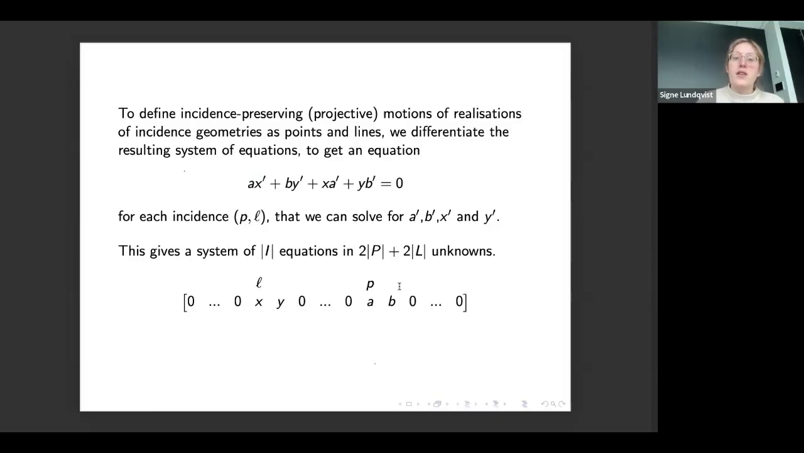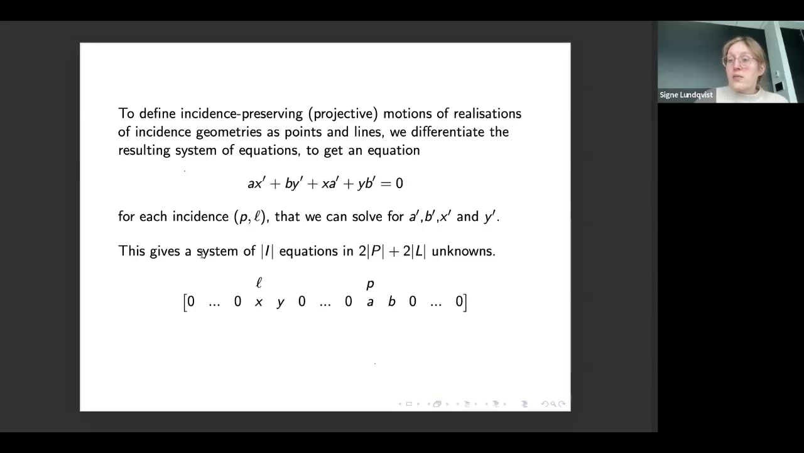So here you should think of A, B, X, and Y to be some fixed starting position. And X prime, Y prime, A prime, and B prime are an infinitesimal motion of this realization. So they're a derivative. What they technically are is elements of the kernel of the Jacobian of this system of I equations.